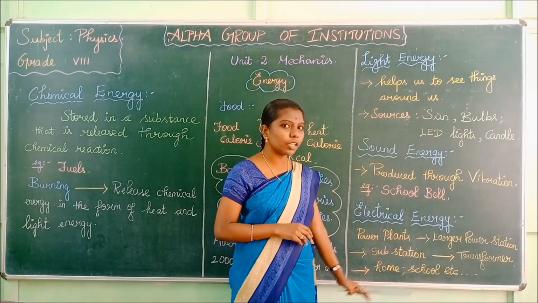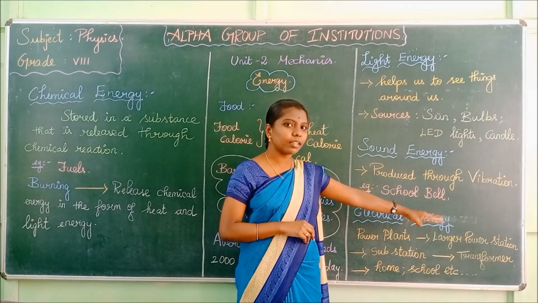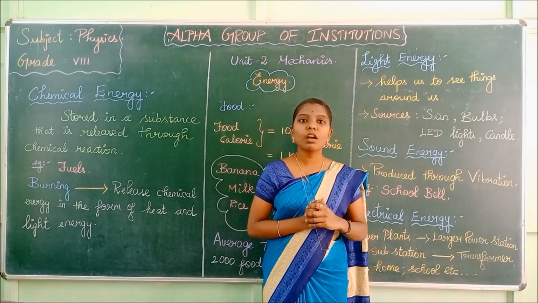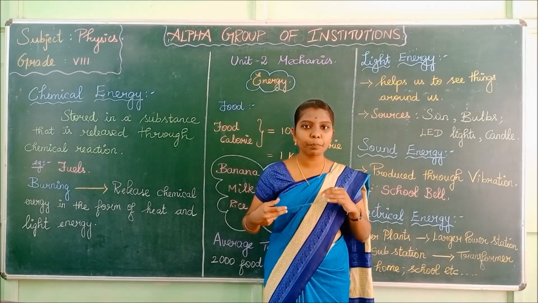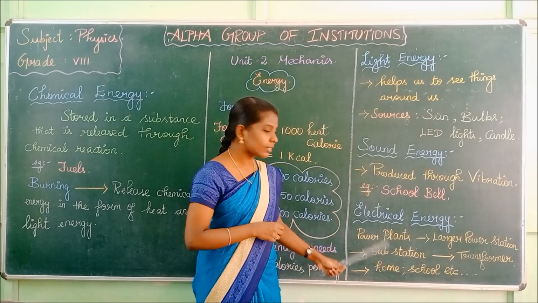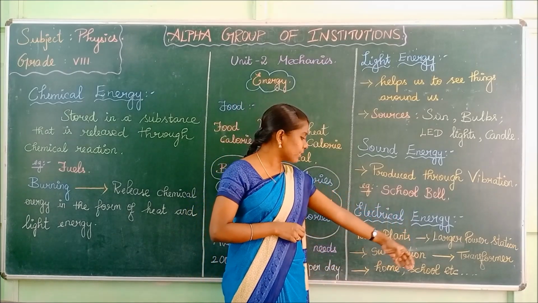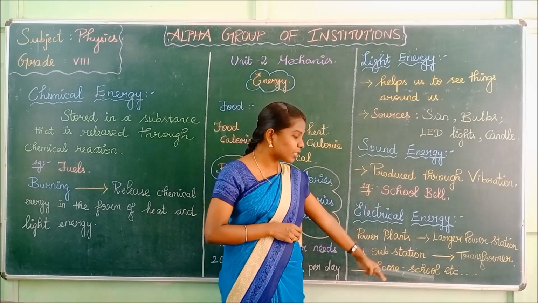The next form of energy that we are going to see is electrical energy. How is electricity produced? Where do you get electricity for your home, school, etc.? We get electricity from power plants to a larger power station. From the larger power station, the electricity is passed through a substation.